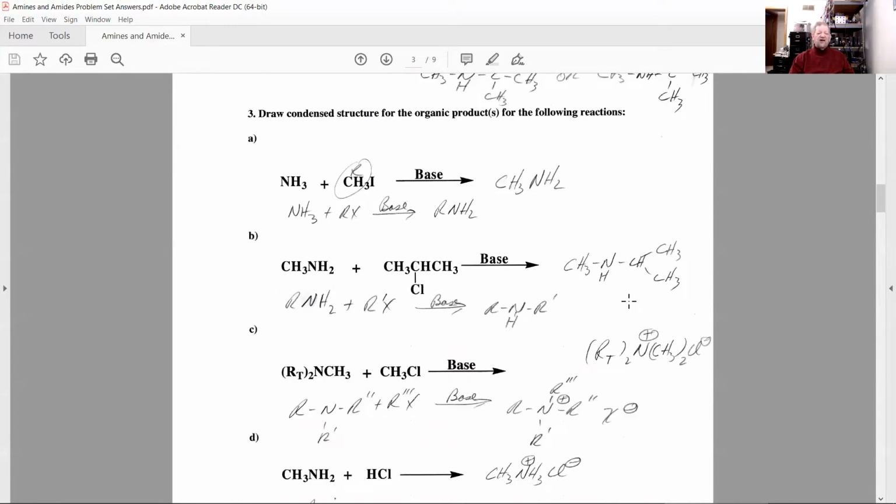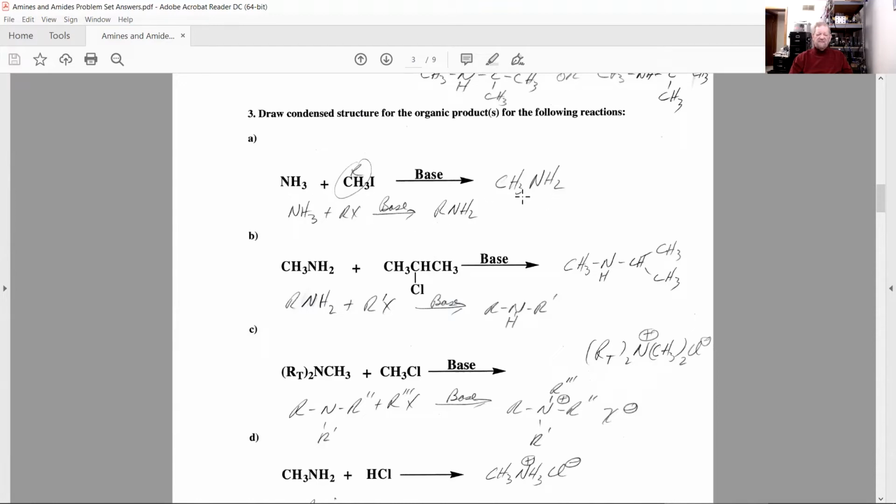All right, let's look at reactions. And the question is 3 points each. Draw the condensed structure for the organic products for the following reactions. And here we have ammonia plus carbon, a halogen, ammonia alkyl halide base, you get a primary amine.